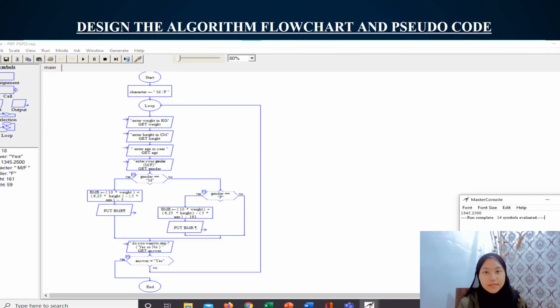So this is the flowchart for this program. Start with character M or F, put weight, height, age, and gender to get the BMR. The processor can help us to calculate the BMR. Just put the answer of the instruction to display the output BMR. If the user wants to stop, can choose yes. Otherwise, if the user wants to calculate for a different character, can choose no. Then, if stop, it will be N.